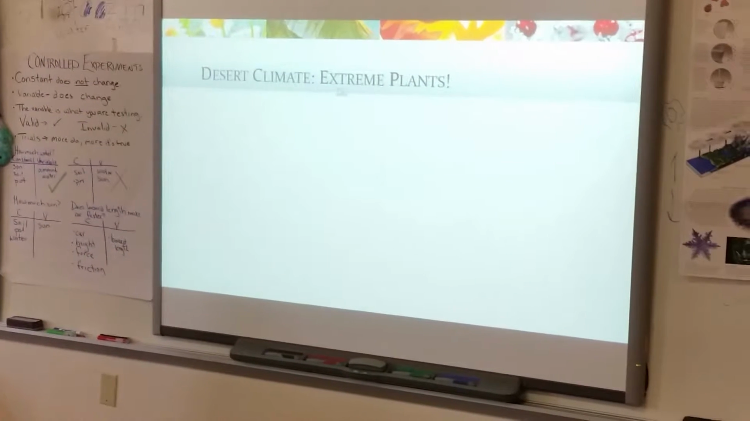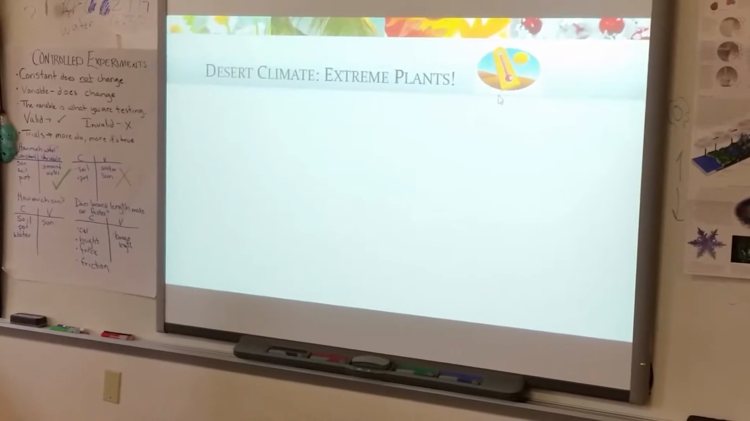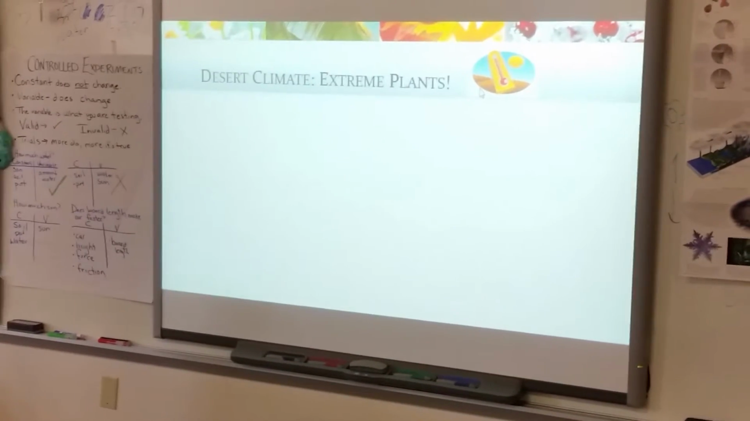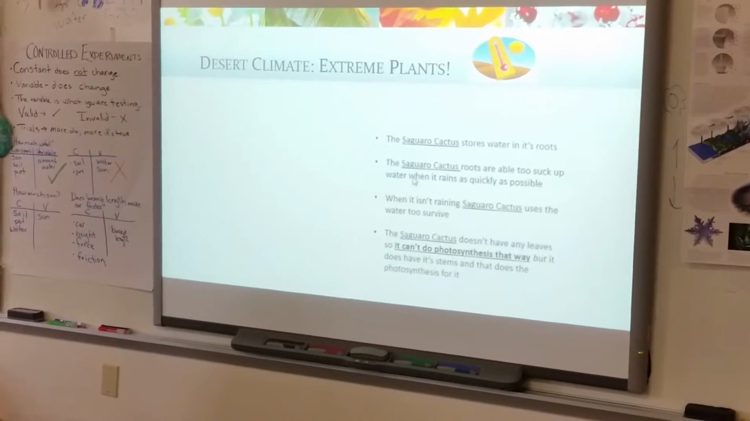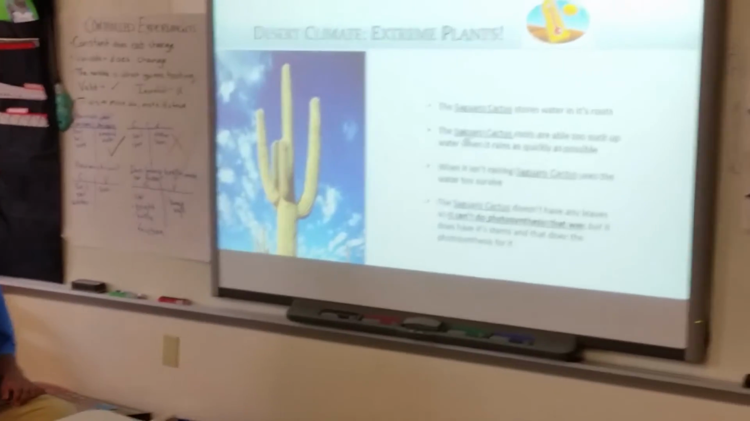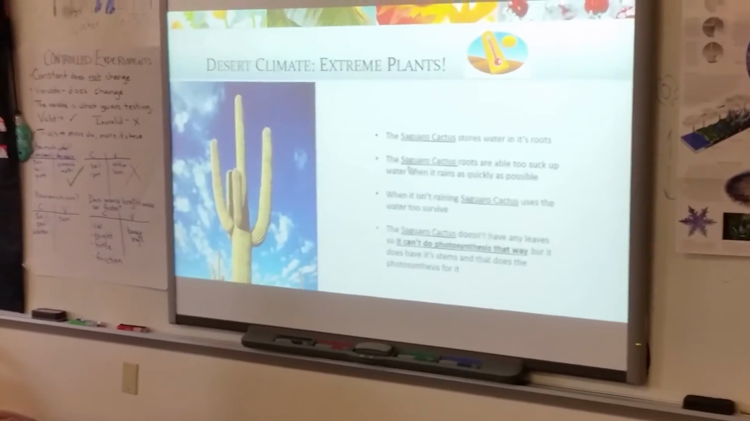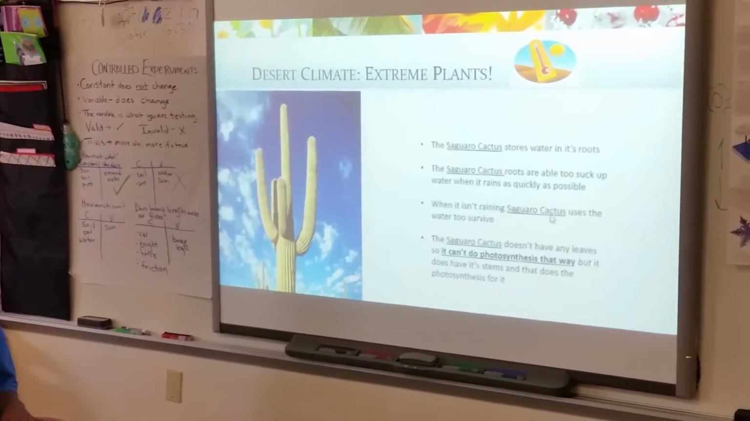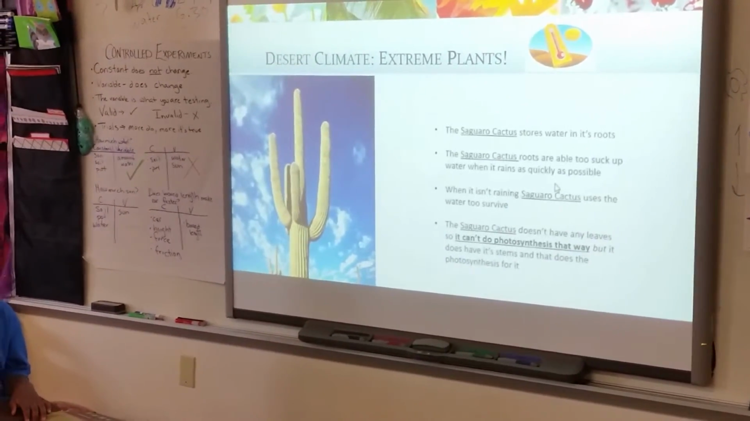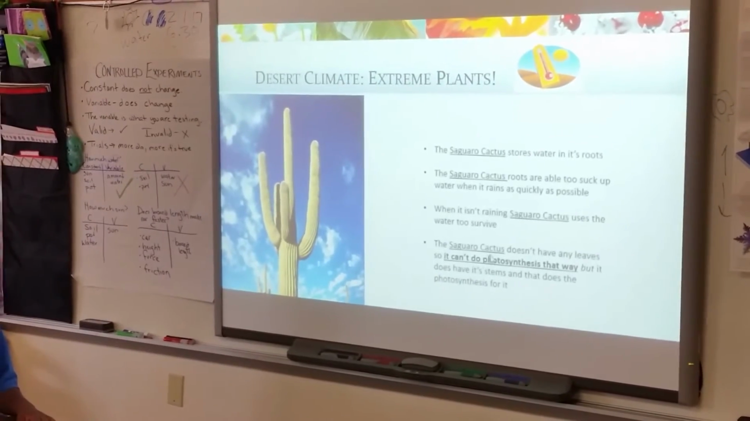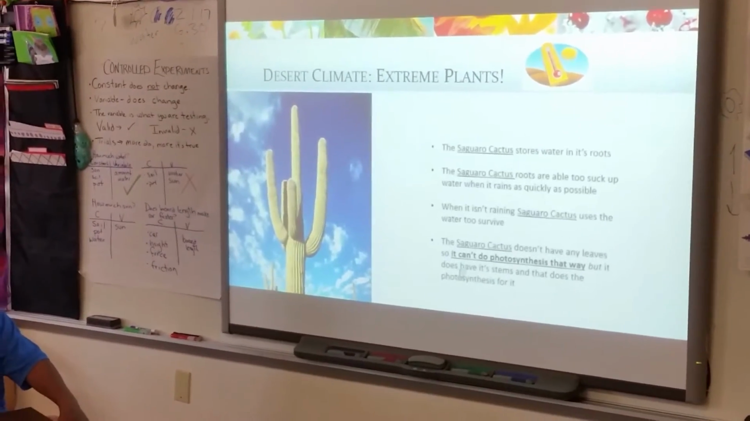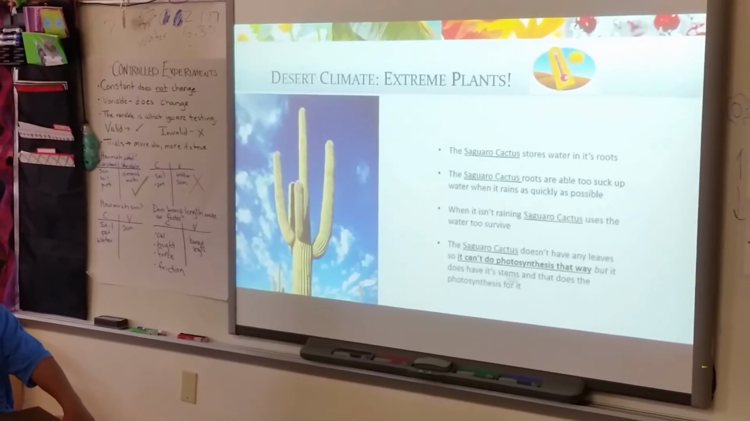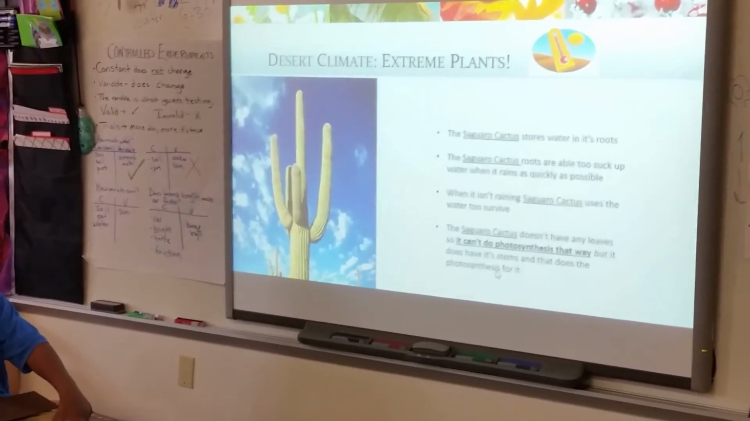Desert climate. Stream plants. That's probably exactly how a desert temperature is. The saguaro cactus. The saguaro cactus stores water in its roots. The saguaro cactus roots are able to suck up water when it rains as quickly as possible. The saguaro cactus doesn't have any leaves, so it can't do photosynthesis that way. But it does have its stems, and that does the photosynthesis for it.